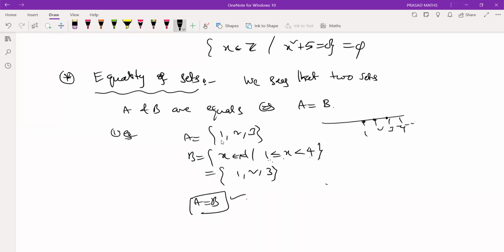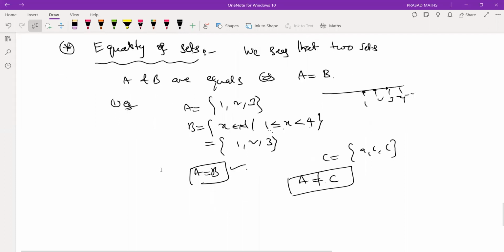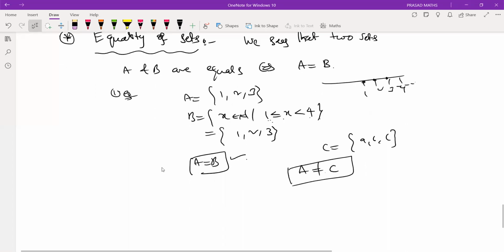Right? So these two sets are equal sets. Suppose you take another set, C equals {a, b, c}. Are they equal sets? No, right? A cannot be the same as C. They are not equal sets, but they are nothing but equivalent sets.